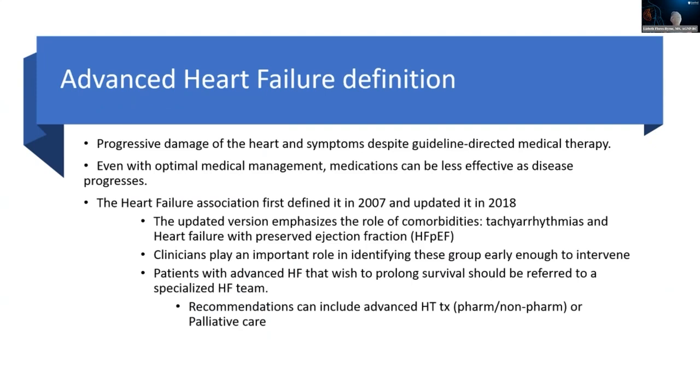So the Heart Failure Association first defined this concept in 2007 and updated it in 2018. The updated version emphasizes the role of comorbidities such as tachyarrhythmias and heart failure with preserved ejection fraction. I'm mainly discussing heart failure with reduced ejection fraction. Clinicians play an important role in identifying these groups early enough to intervene. And those patients that have advanced heart failure and wish to prolong survival should definitely be referred to a specialized heart failure team. Some of the recommendations can include advanced heart failure treatment, whether pharmacological or non-pharmacological, and depending on the stage of the disease and the goals of care, palliative care.